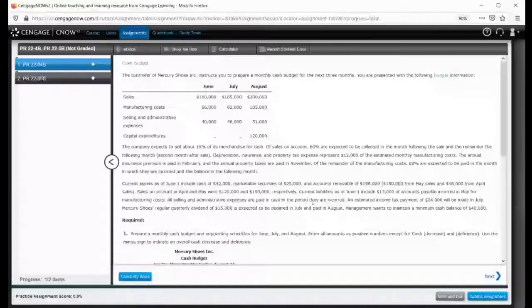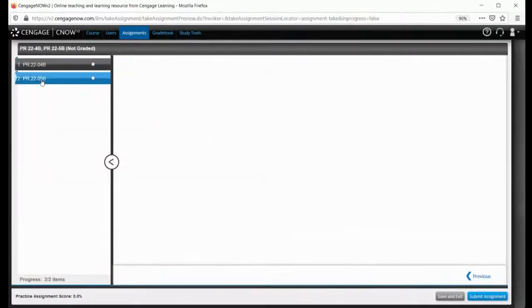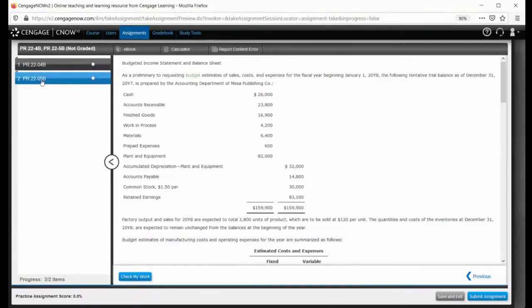And you should be able to see, right now you're seeing the cash budget, but we're going to be going over problem 22-05B. And we're going to be looking at today a budgeted income statement and a balance sheet.